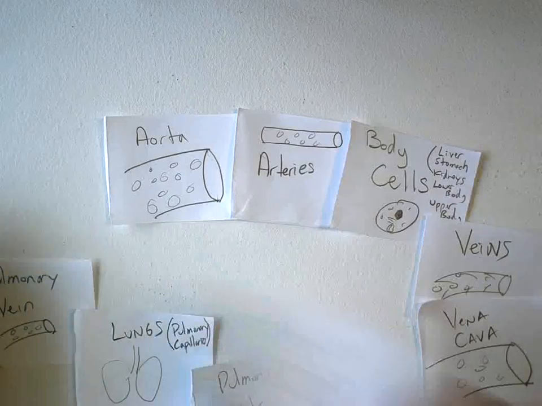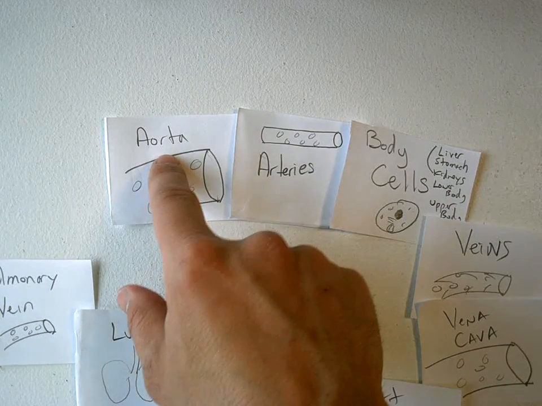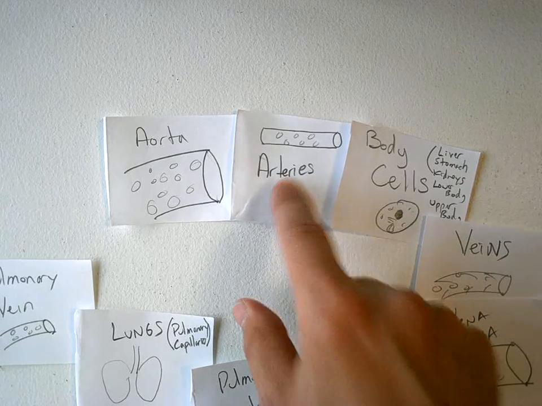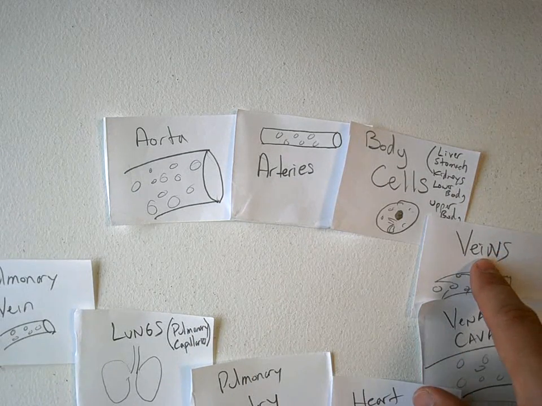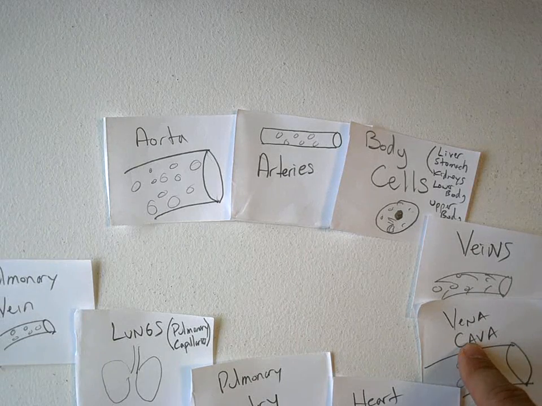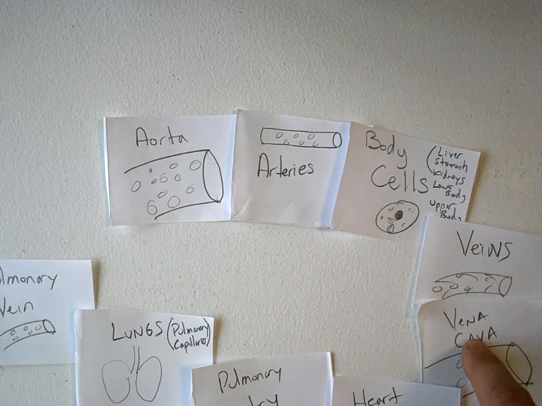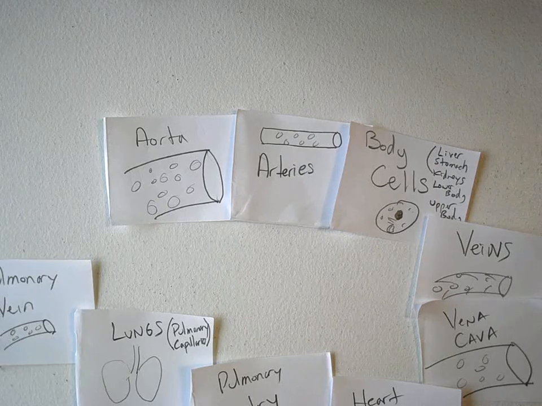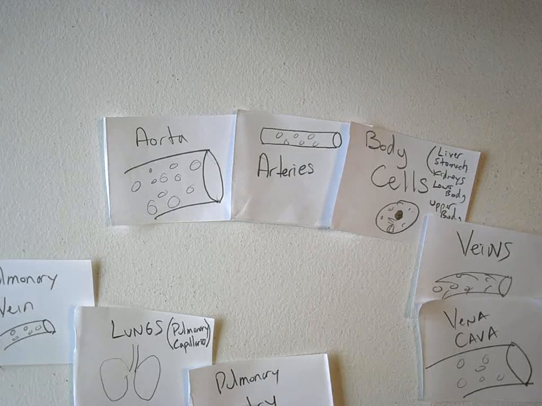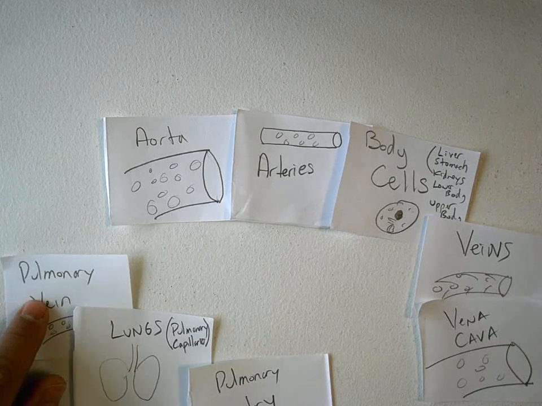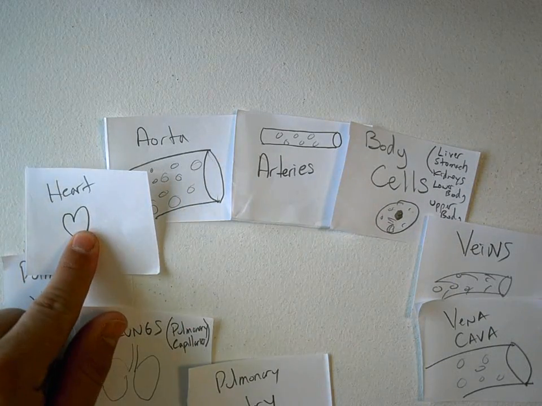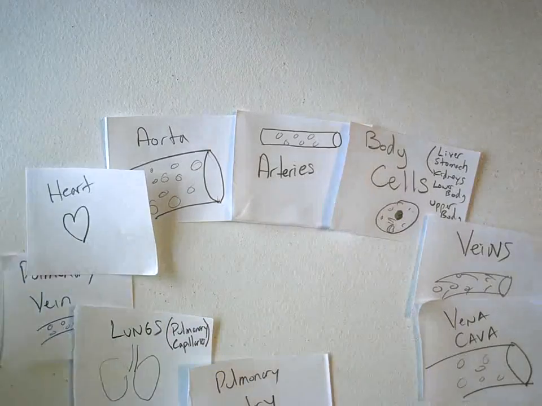So to go over this one more time, blood goes from the aorta to arteries, to the capillaries in the body and the body cells, to veins, to the inferior and superior vena cava. You can just write down vena cava. Back to the heart, then to pulmonary arteries, then to lungs, then to the pulmonary veins, back to the heart, and then to the aorta.